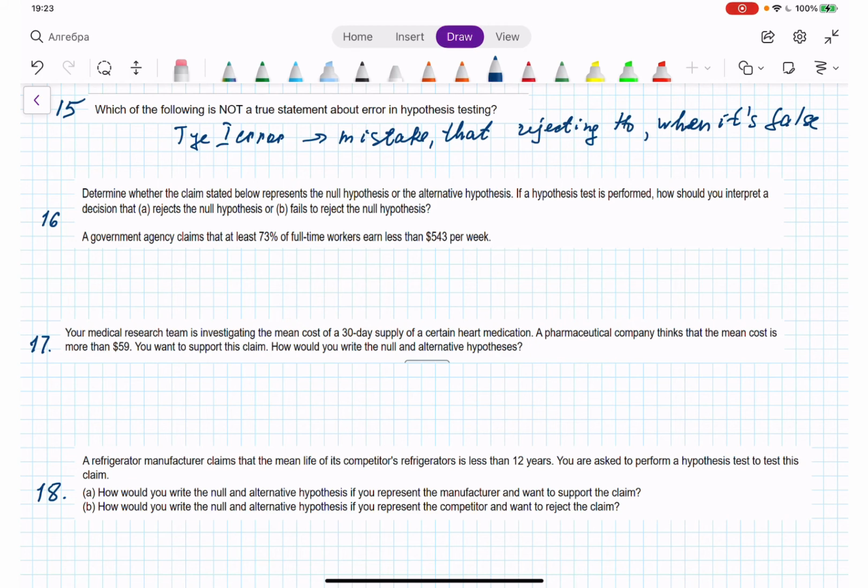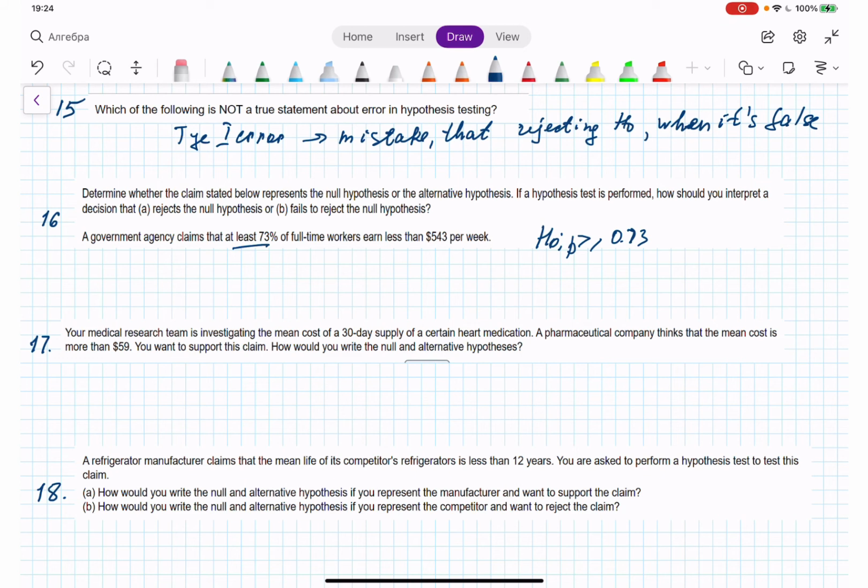It says at least, that means it's greater than or equal to, right? So since the claim contains a statement of equality, because it says at least, that means greater than or equal to 0.73, then it represents the null hypothesis. Now, how should you interpret the decision that rejects the null hypothesis?